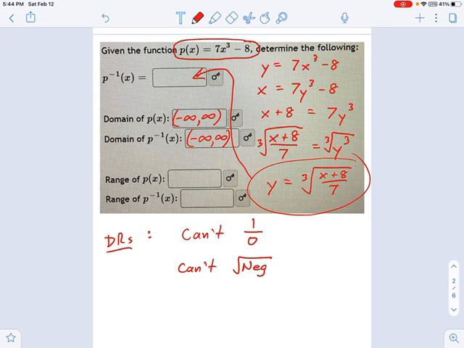Now, once you have the domain, you can find range very quickly using this funny little characteristic of inverses, which is that the domain of P is the range of P inverse. Okay, the domain of P inverse is the range of P. So you can just copy whatever you put for those earlier ones and put them in the appropriate range boxes in the second half of this problem.